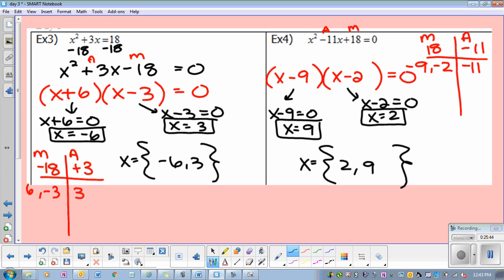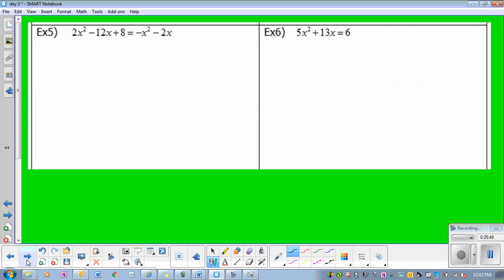Okay. Try the next one. Wow, look at example 5. My goodness. So, we want to make it equal to 0. You know what? We'll just move these guys over. Since that's a negative x squared, we're going to add x squared. And since that's a negative 2x, I'm going to add 2x. We'll just move them both in one sweep, right?